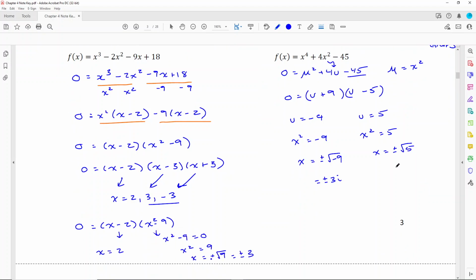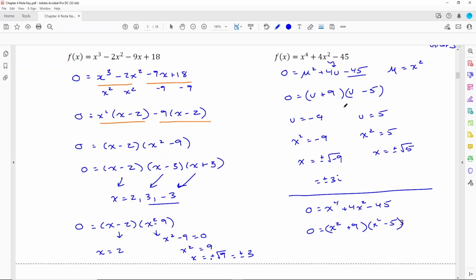Now, if you didn't need the u substitution, some people are okay with it being x to the 4. They're like, okay, x to the 4 plus 4x squared minus 45. And they're like, I can recognize that it's quadratic in form, so I'm going to actually just factor it straight away. And they can say, okay, the 2 things that are multiplied to give me x to the 4 are x squared times x squared. And then they just say the 2 numbers that give me 45 would be negative 9 and positive 9 and negative 5.